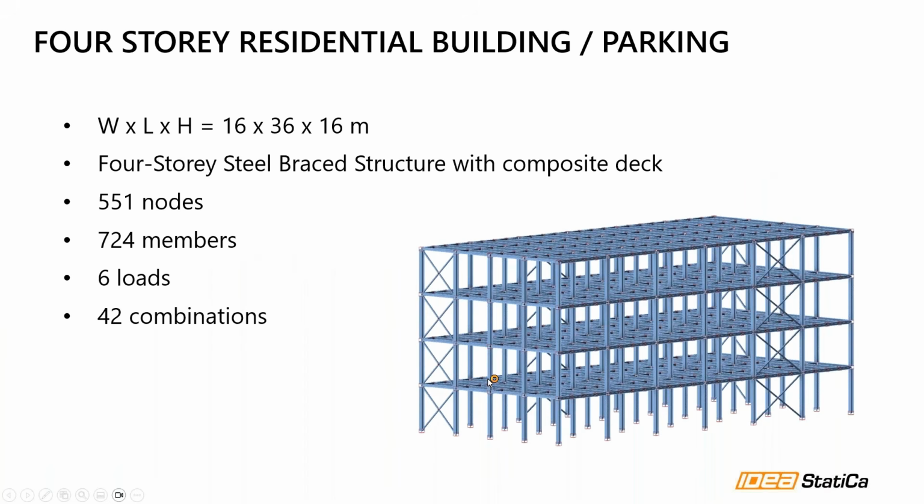Some attributes about the structure: there are in total 551 nodes, 724 members. We were working with 6 loads, some of them are permanent load cases, and the others are variable, such as snow, wind, and cars, of course. And we have automatically generated 4 combinations, because this is a standard procedure that structural engineers are doing.